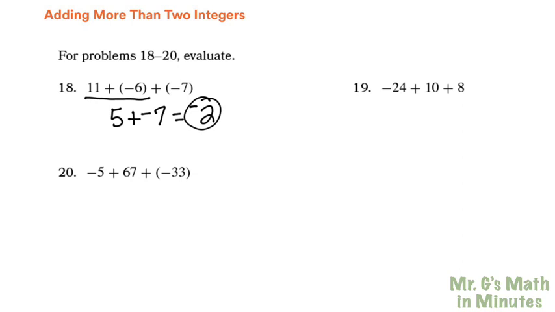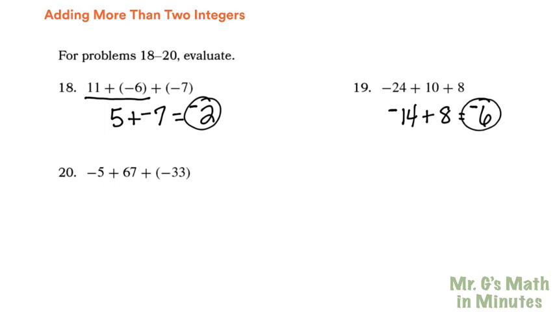Over to number 19, we got -24 plus 10 comes up first. Those are 2 opposite signs, so 24 minus 10 is 14. 24 is the bigger number. It's negative, so the answer is negative as well. Bring down this plus 8. We still have the opposite signs here, so we need to do 14 minus 8, which is 6. 14 is the bigger number. It's negative, so the answer is negative as well.